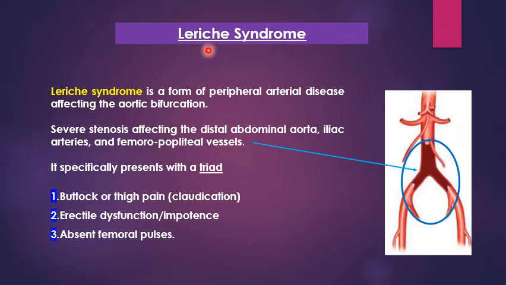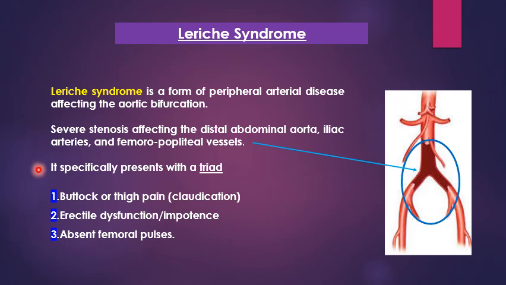There's another special syndrome known as Leriche syndrome, which is due to obstruction at the bifurcation of the aorta into the iliac arteries, as shown here. Aorta, right and left iliac arteries. There's a blockage here, narrowing due to atherosclerosis. Leriche syndrome is a form of peripheral artery disease affecting the aortic bifurcation, with severe stenosis affecting the distal abdominal aorta, iliac arteries, and femoral-popliteal vessels.